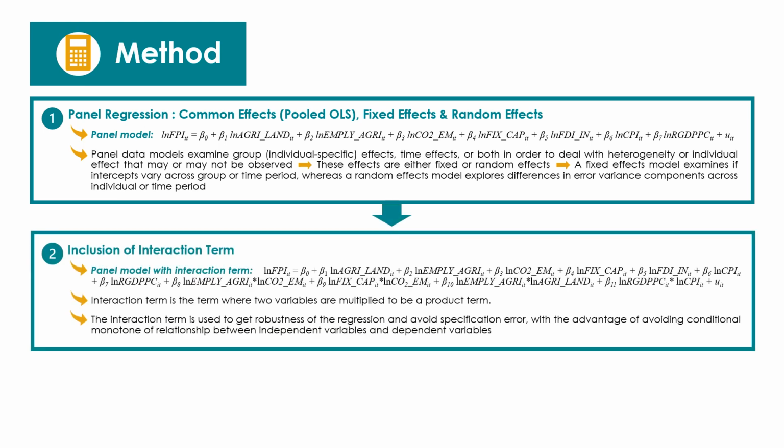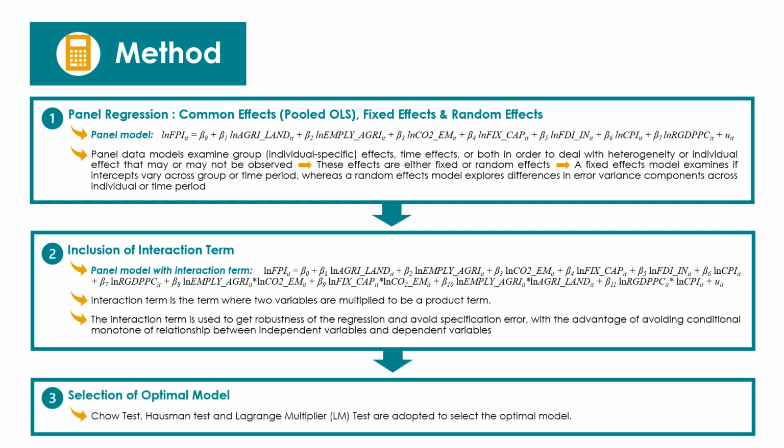Next, the interaction term is included in the panel model. The interaction term is a term where 2 variables are multiplied to be a product term. The interaction term is used to get robustness of the regression and avoid specification error with the advantage of avoiding conditional monotone of relationship between independent variables and dependent variables. Then, the selection of optimal model was done using Chow test, Hausman test, and Lagrange multiplier LM test.